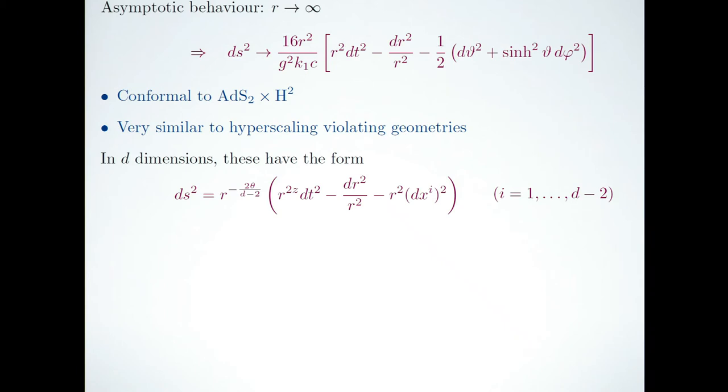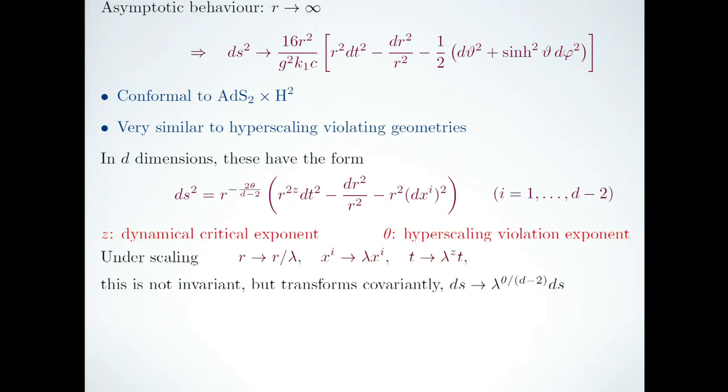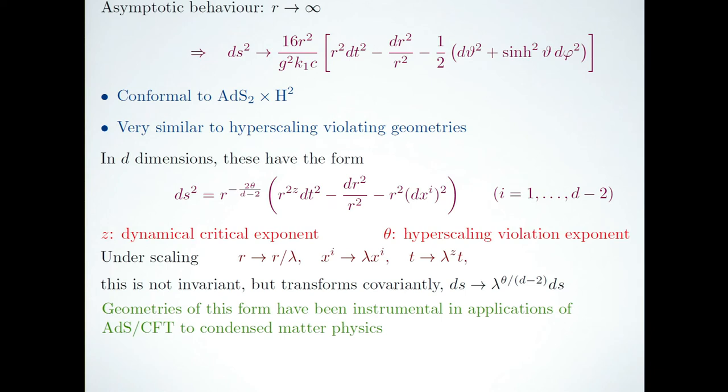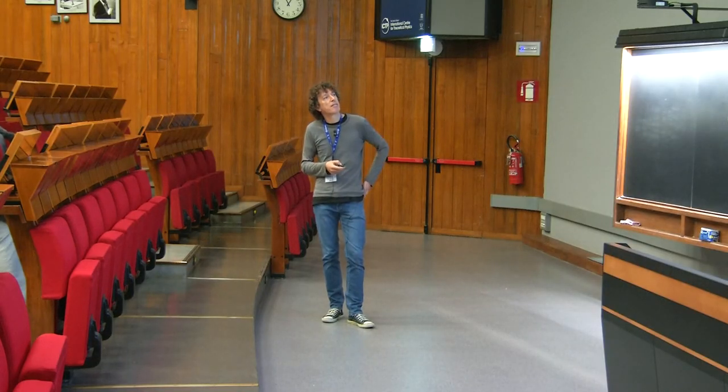So let me briefly explain what this is. In D dimensions, a hyperscaling violating geometry has this form. The i goes from 1 to D minus 2, and you have here these two exponents, theta and z. The z is what is called the dynamical critical exponent, and theta the hyperscaling violation exponent. And if you scale your coordinates in this way, R you divide by lambda, multiply the x's by lambda, and t goes to lambda to the z times t, then the metric is not invariant, but it transforms covariantly, so it takes this overall factor of lambda. And let me just mention that geometries of this form have been instrumental in applications of the AdS/CFT correspondence to condensed matter physics.